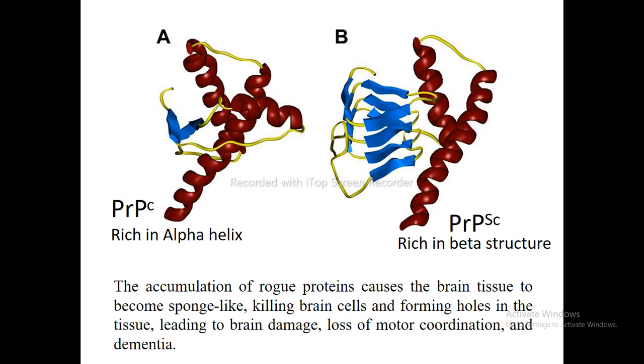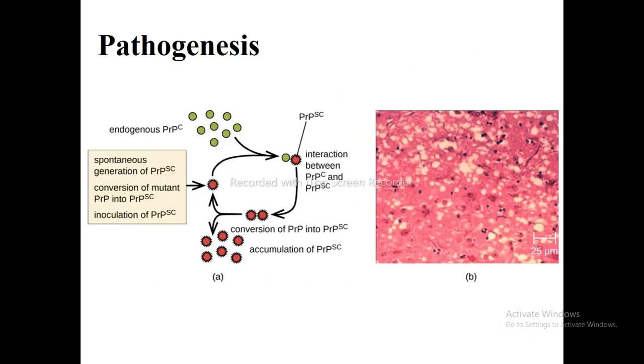And this slide is showing you the normal prion protein and the altered prion protein, which is infectious in nature. So this normal prion protein is rich in alpha helical structure, while this infectious prion is rich in beta structures. Right, and accumulation of these rogue proteins causes the brain tissue to become sponge-like, spongy. It's spongy for me, right? And killing of brain cells results in formation of holes in the tissue, leading to brain damage, loss of motor coordination, and finally dementia.